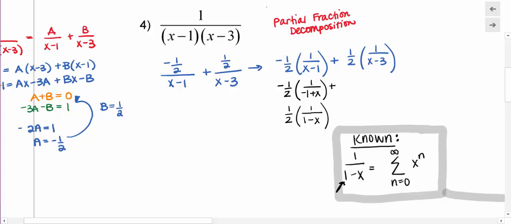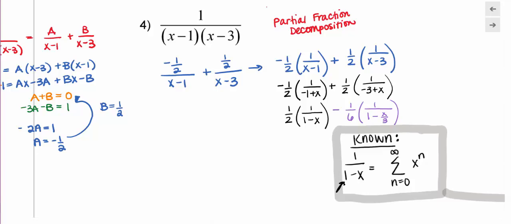And then this other one, if I rewrite it in the appropriate order, I have 1 over negative 3 plus x. And again, that negative 3 can't stay negative 3. So I'm going to factor out that negative 3. And so I have minus 1/6, 1 over, and again, I'm factoring out negative 3, so that's a positive 1 and a negative x over 3. Again, I can substitute in an x over 3 instead of x, that is fine, but I can't change the constant for that series that I know.